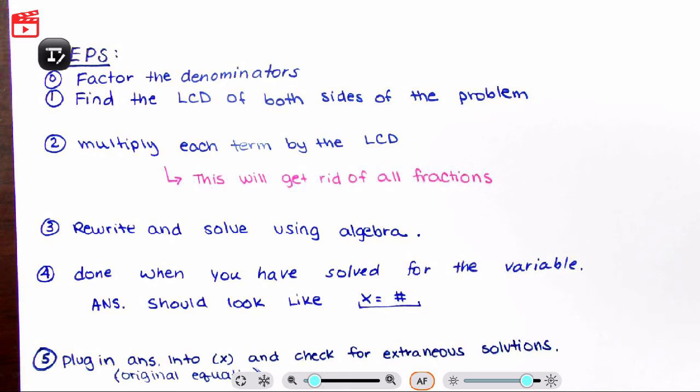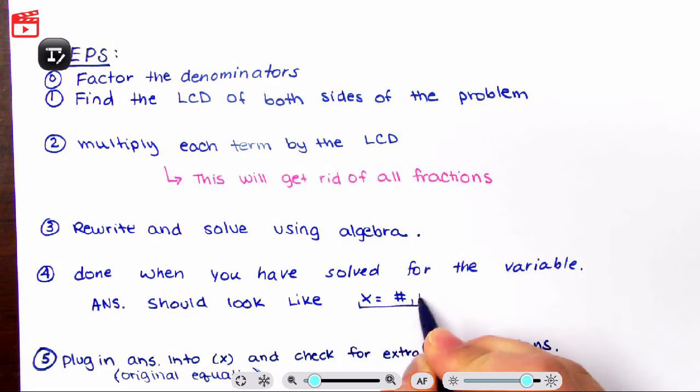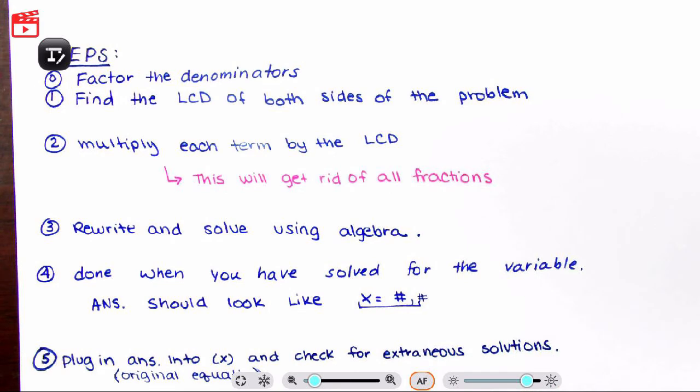You're done when you have solved for your variable. The whole purpose of solving equations is to get what the variable is. x is equal to a number. It can be x cubed, whatever variable it is, but you're done when you have a number. Sometimes you're going to have multiple solutions. You can have a number and a number. It can be multiple solutions.